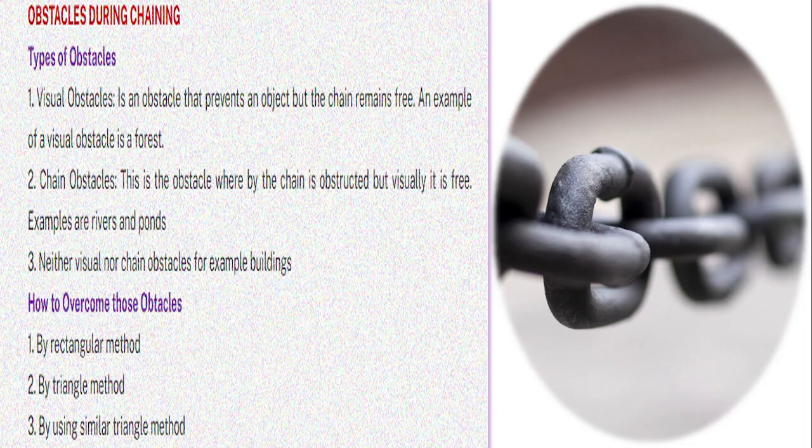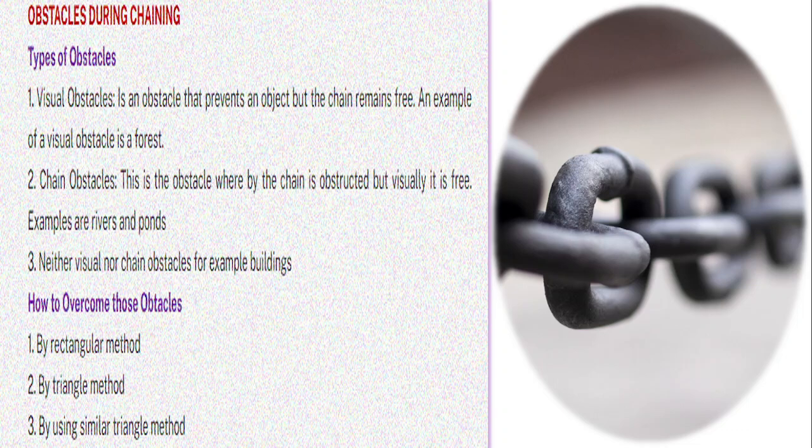The other kind of obstacle is the chain obstacle. This is the obstacle whereby the chain is obstructed, but visually it is free. Take an example when you're trying to carry out the chaining of rivers and ponds. These rivers and ponds are visibly there, but the chain cannot carry out the measuring since it is obstructed by the physicality of these features that you want to measure, the rivers or the ponds.